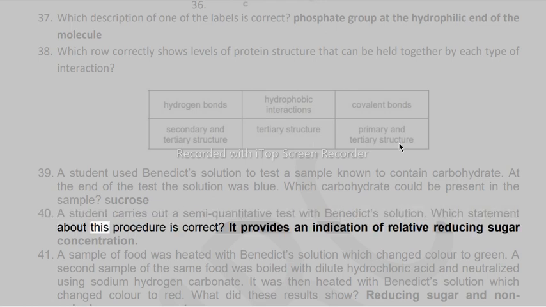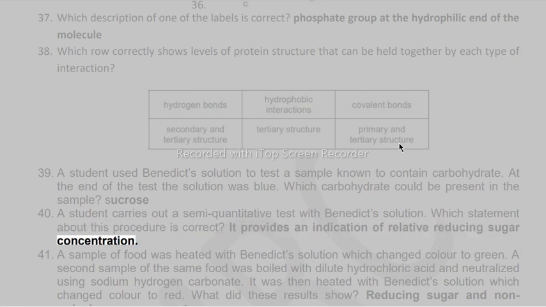40. A student carries out a semi-quantitative test with Benedict's solution. Which statement about this procedure is correct? It provides an indication of relative reducing sugar concentration.